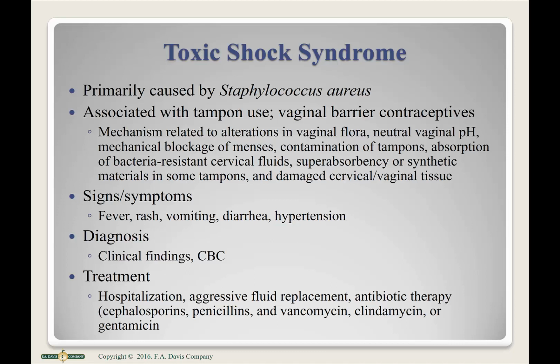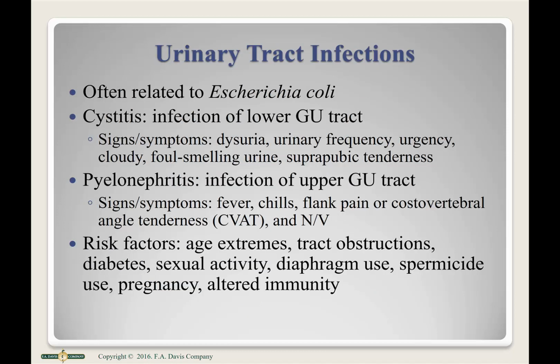Symptoms are fever, rash, vomiting, diarrhea, hypertension, very nonspecific. We diagnose that by clinical findings. So her signs and symptoms, we'll do our history and find out she's using super absorbent tampons or whatever, or she's left her vaginal ring in for 6 days or something like that. But anyways, we'll do a CBC. We'll see she has an infection. And then they do need to be hospitalized. They need IV antibiotic therapy and aggressive fluid replacement therapy. So this is really bad stuff, but thankfully we don't see it much anymore.